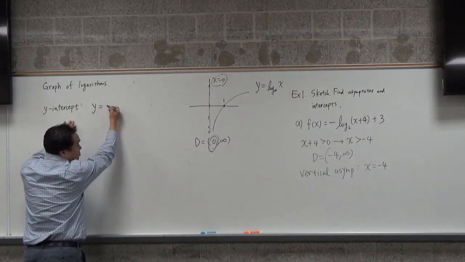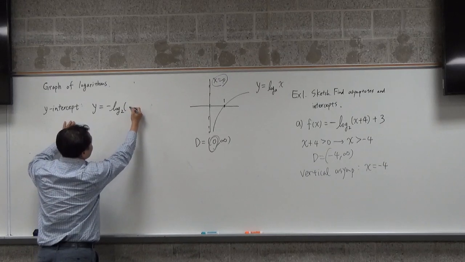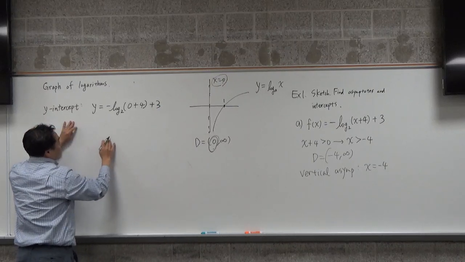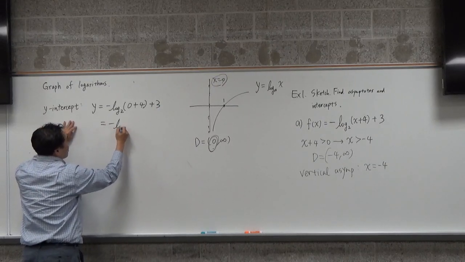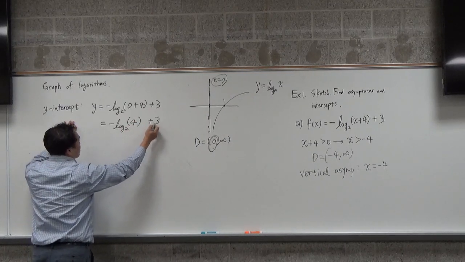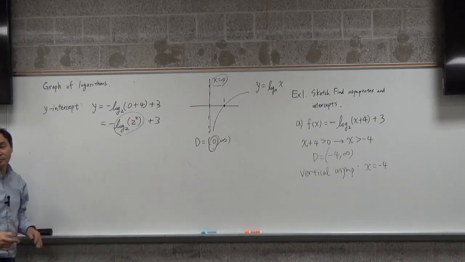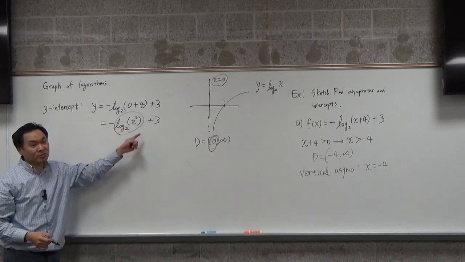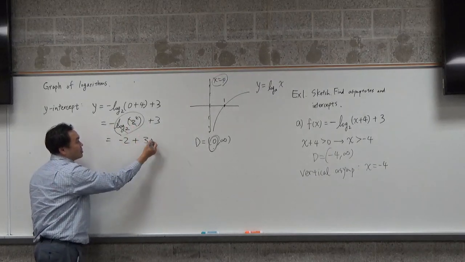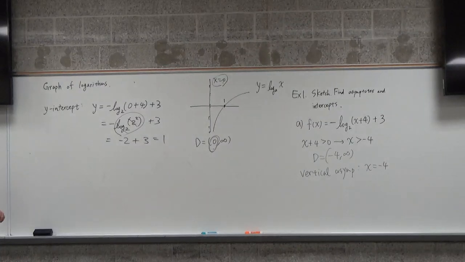So y is equal to negative log base 2 of 0 plus 4, plus 3, right? And that's going to give you negative log base 2 of 4 plus 3. But 4 is 2 squared, right? Okay, so what is this then? They cancel, and you have negative 2, right? So you have negative 2 plus 3 after canceling. That gives you 1. Okay. So you see that the y-intercept is 1.